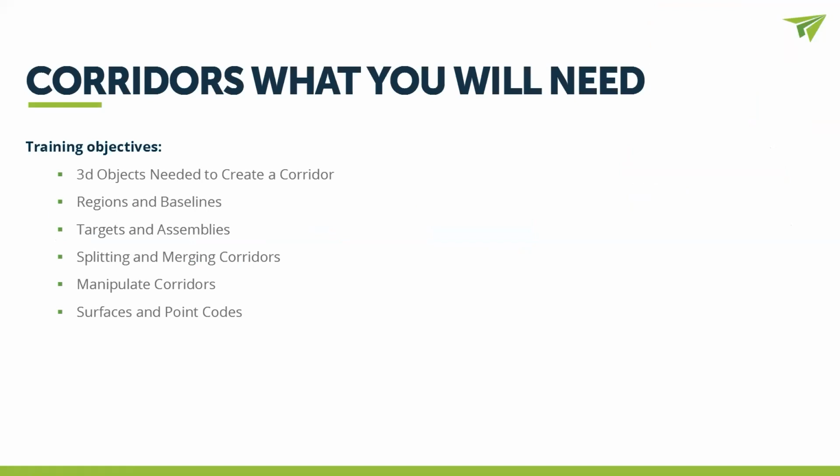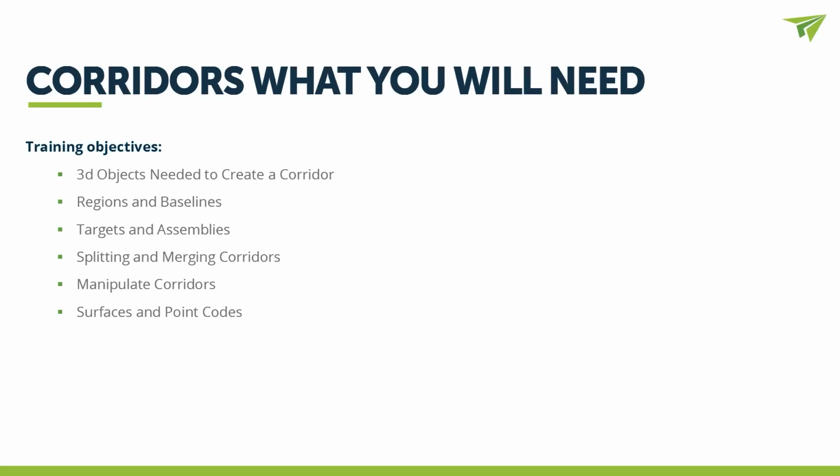Today, we're going to be going on with the corridors, and here's what you will need to create a corridor. We're going to need some 3D objects to create those corridors, and we'll be going into that in a minute. Also, today we're going to be going over regions and baselines, how those represent and what you're needing to be using to base your assembly off of. We're going to be going over the targets and creating some assemblies using some straight out of the box Civil 3D stuff. We're going to be splitting and merging some corridors.